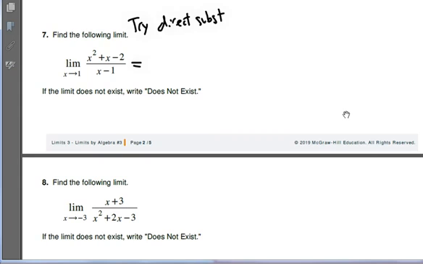Let's try some more situations where we just do direct substitution. Direct substitution is great, just plug it in. So here we have the limit of x squared plus x minus 2 all over x minus 1. I'm going to plug in 1 for x in the numerator, and 1 for x in the denominator, and I get 0 over 0.